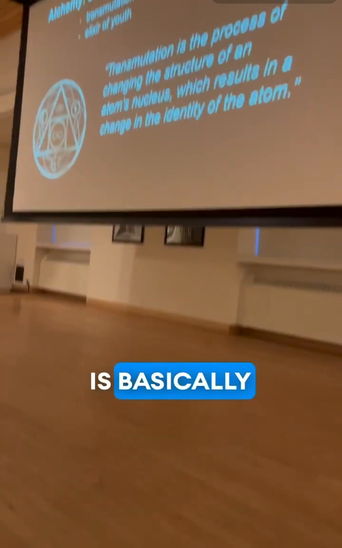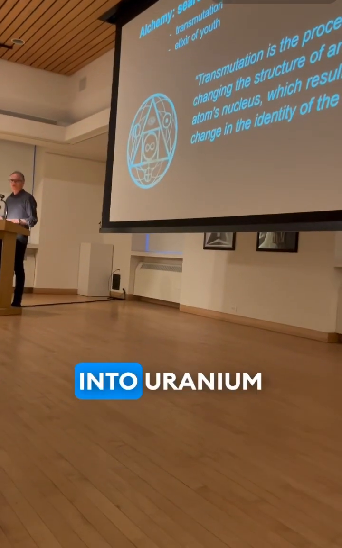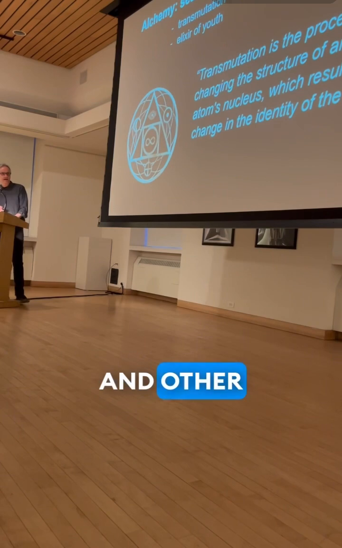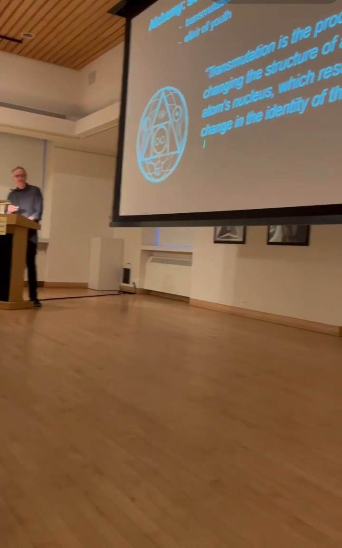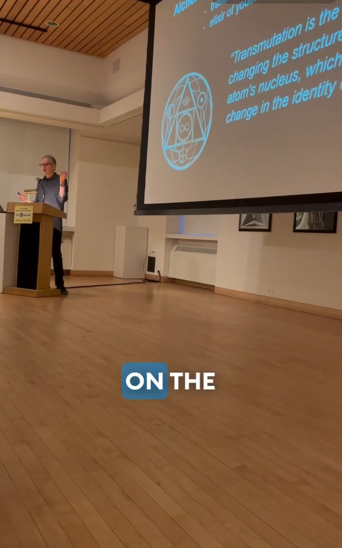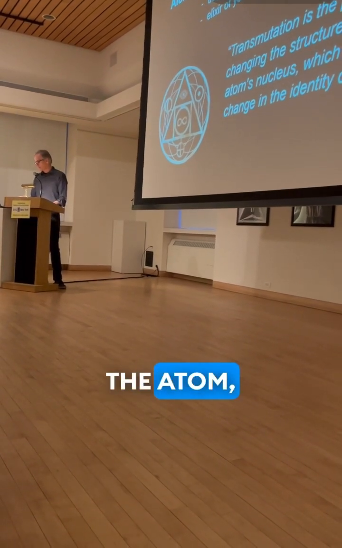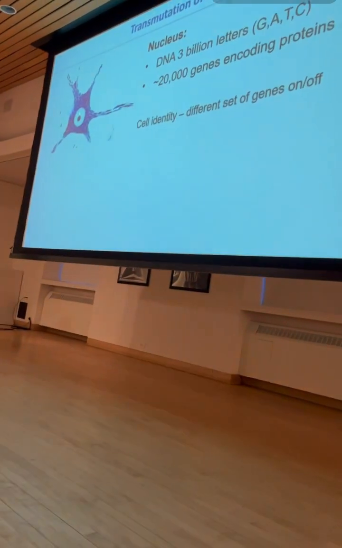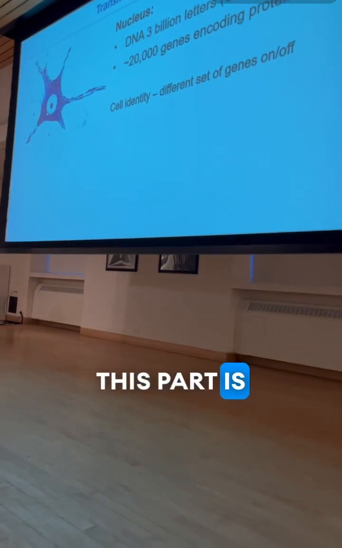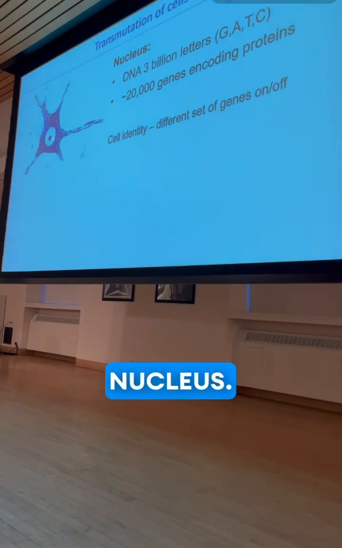Plutonium is basically breaking into uranium and other elements. But the other thing that is quite interesting in this description is that the effects are on the nucleus of the atom. And actually, even cells have their nuclei. So this is again a motor neuron. This part is what is called the nucleus.